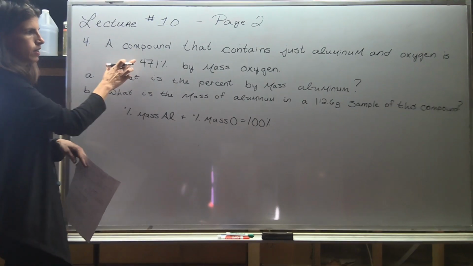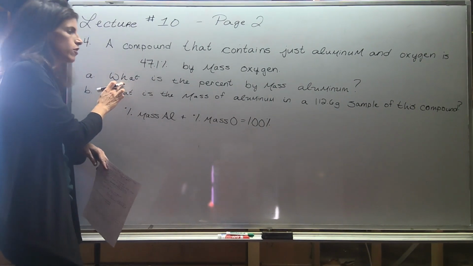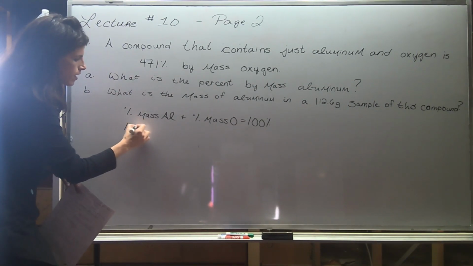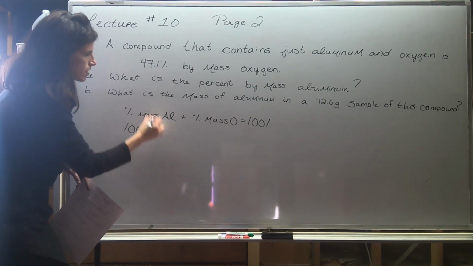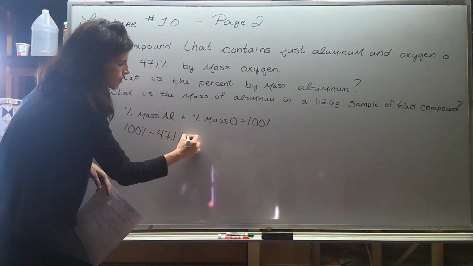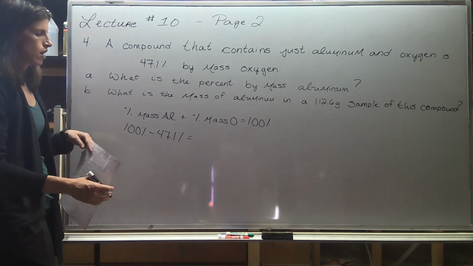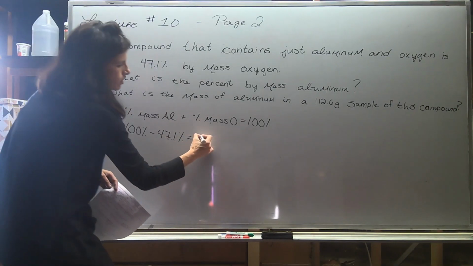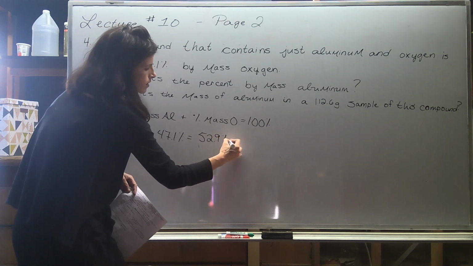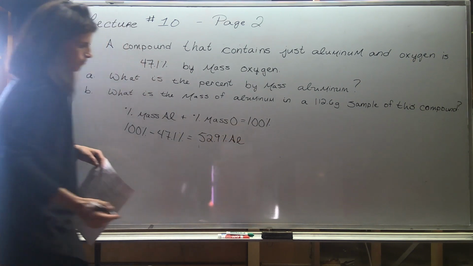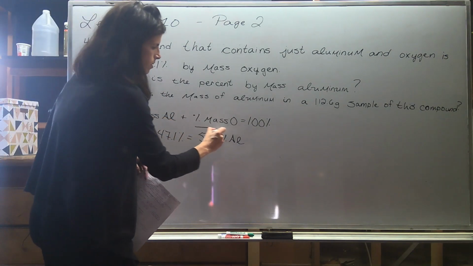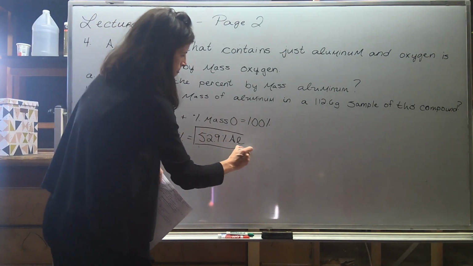That's critical because in part A, they want me to solve for the mass percent aluminum. So I can take 100% and subtract the 47.1% that's associated with the oxygen. And then at that point, I know I'm dealing with 52.9% by mass aluminum. That gives me 2 conversion factors. That's my answer to part A.